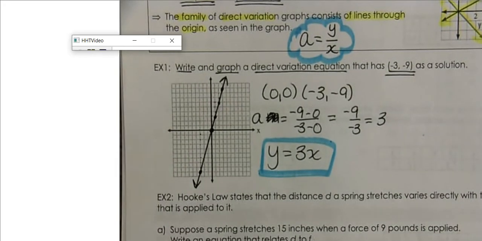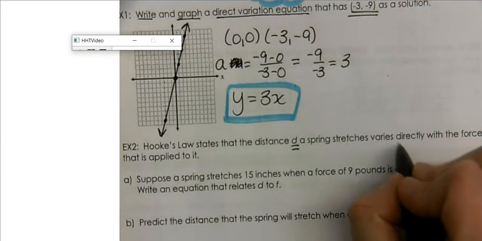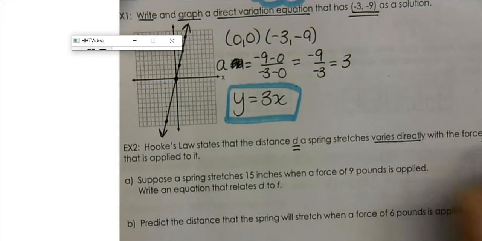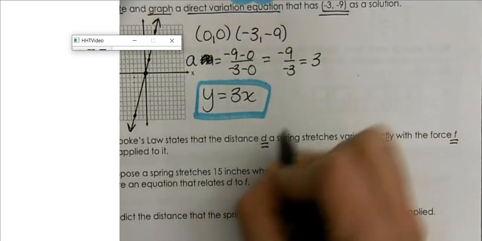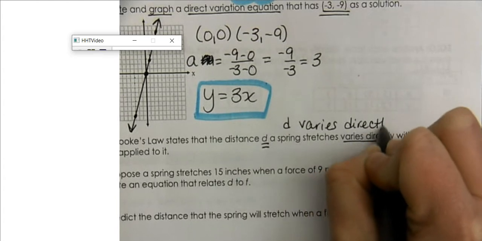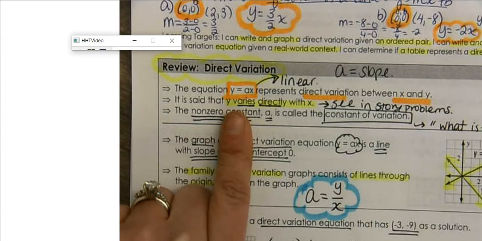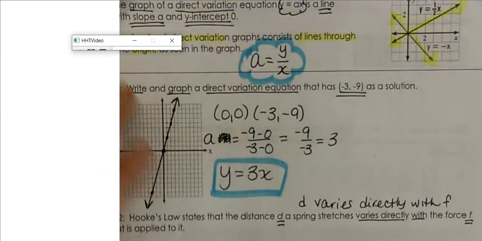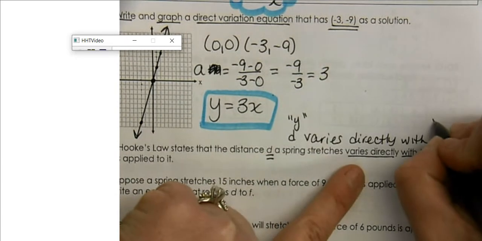Let's look at example number 2. In example number 2, it says Hooke's law states that the distance d a spring stretches varies directly with the force F that is applied to it. So what I want you to notice is that it has d varies directly with F. And it falls in line with that same language that we had up here, y varies directly with x. So in our equation, we can view that d is in the y position and F is in the x position.